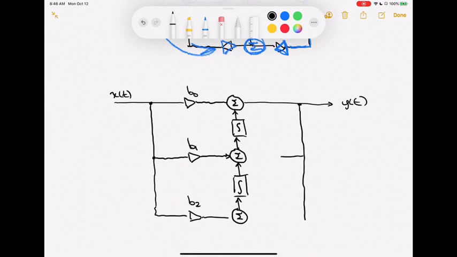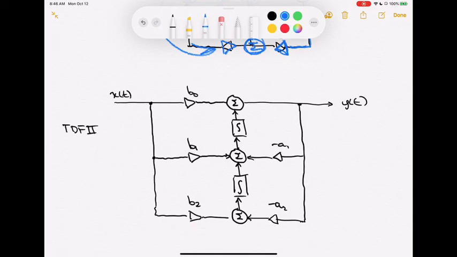And then there's that feedback, the first one, right? It's going to go through some minus a1, and then it's going to come into that first summing node there. And then this other one has my minus a2 as being the last part of this structure. So this one is my transposed direct form 2.